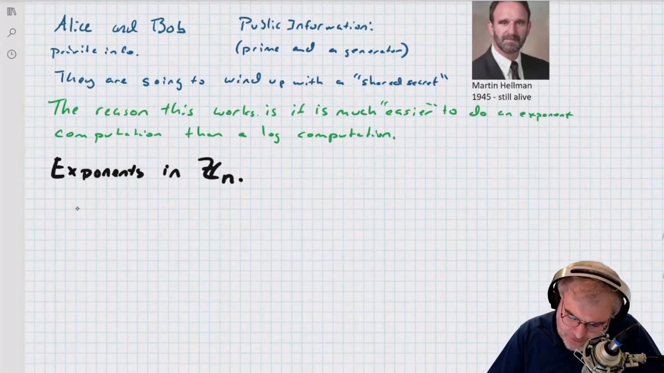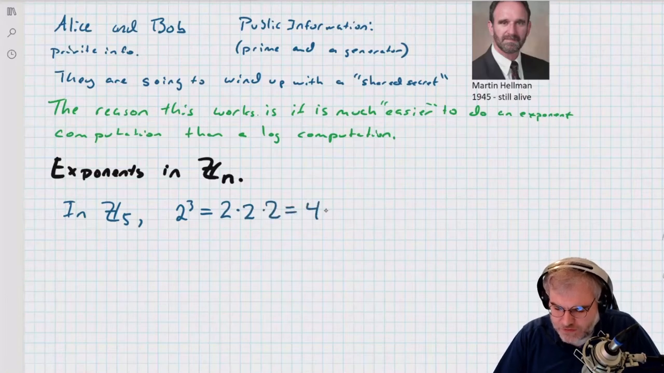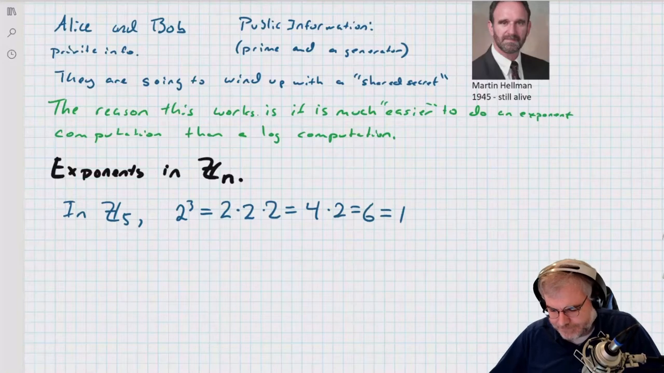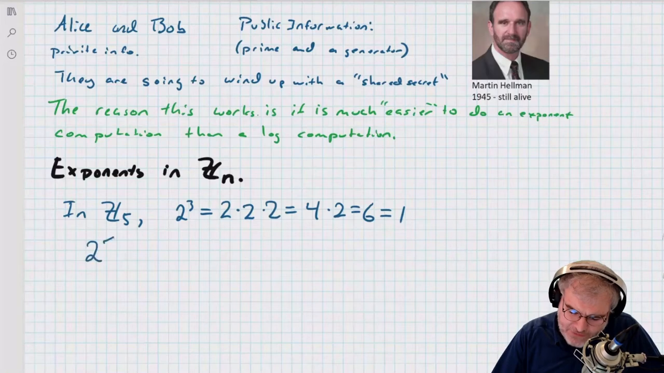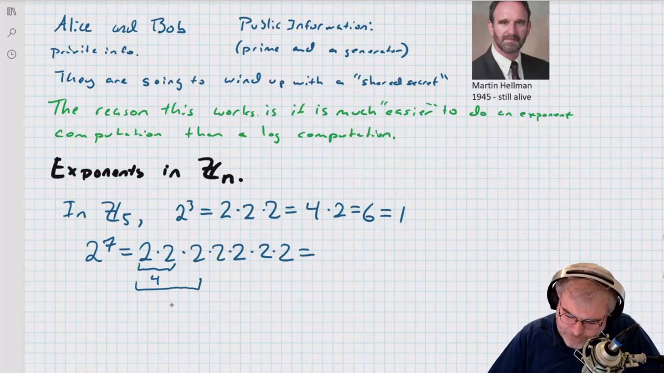All right. So let's do in Z5. 2 cubed equals what? 2 times 2 times 2 equals 4 times 2 equals 6 equals 1. Two to the seventh equals 2 times 2 times 2 times 2 times 2 times 2 times 2. I know that this piece is going to be 4. I know this piece is going to be 1. So I can ignore that. I know this piece is going to be 1, so this becomes 2.